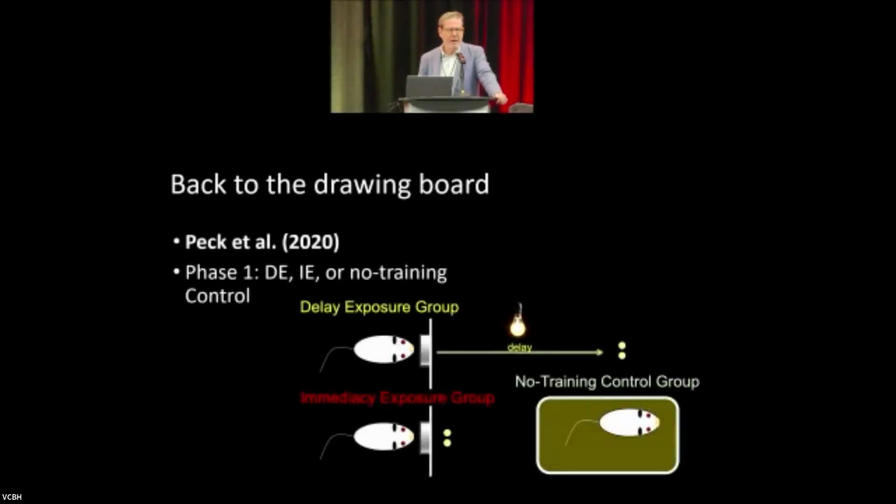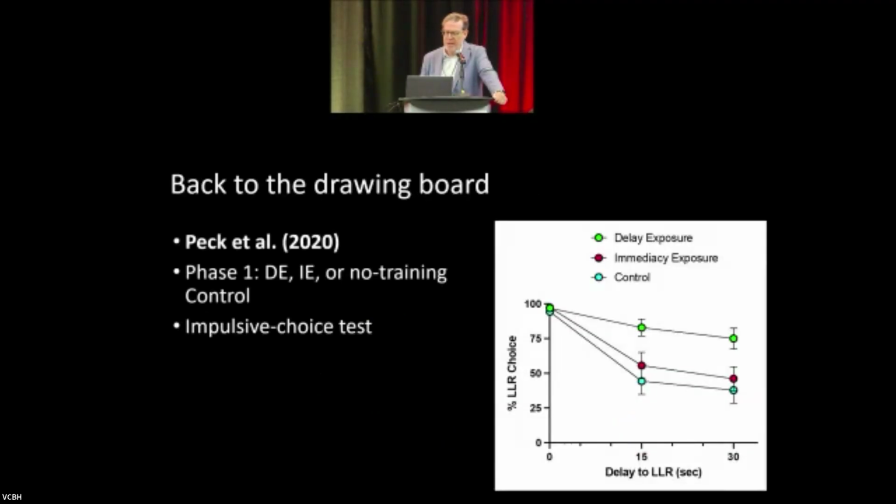Now, around this time, we were publishing another delay exposure training experiment. We had the 3 groups, the delay exposure group that I previously described, and the other 2 groups as well. And we got the usual outcomes, where the delay exposure group was making more self-control choices, and the other groups were making more impulsive choices relative to them.